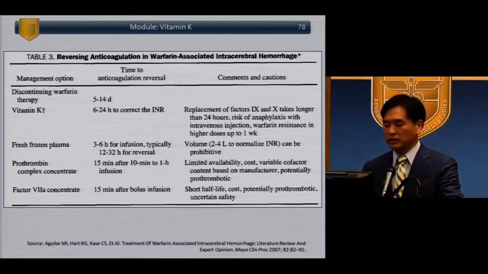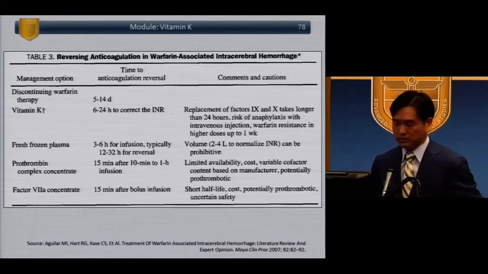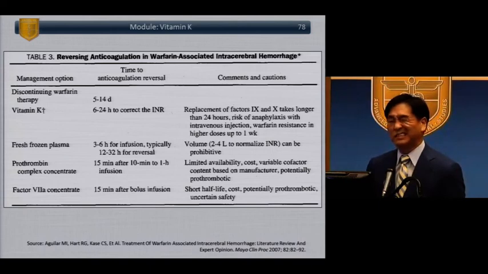FFP, oh yeah, here. The volume is 2 to 4 liters to normalize an INR. So it carries those issues. But you can get reversal within 3 hours. PCCs, the one that we use at our hospital is called K-Centra, or prothrombin complex concentrates, can give you reversal within 10 to 15 minutes. Factor 7A, or activated factor 7, Novo-7, can give you 15 minutes. Okay.